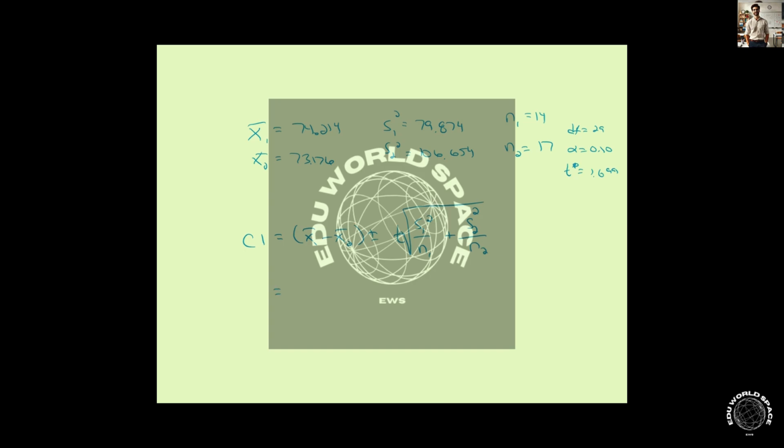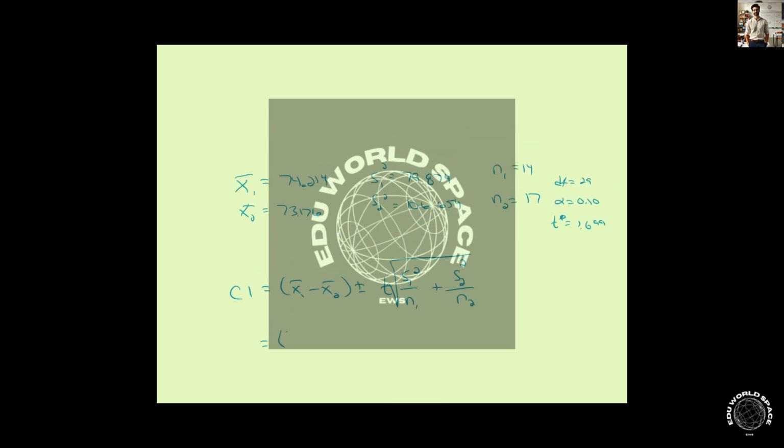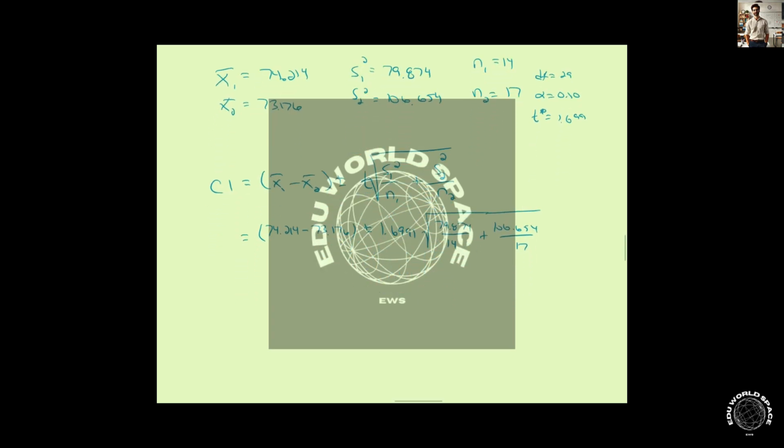Alright, so we have everything we need. We've got 74.214 minus 73.176 plus or minus 1.6991 times the square root of 79.874, that's already squared, over 14 plus 106.654, again already squared, over 17.